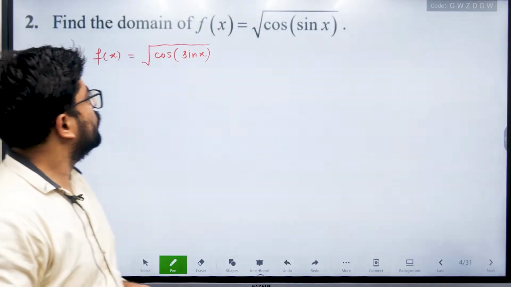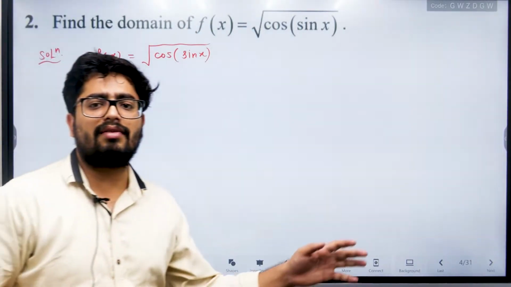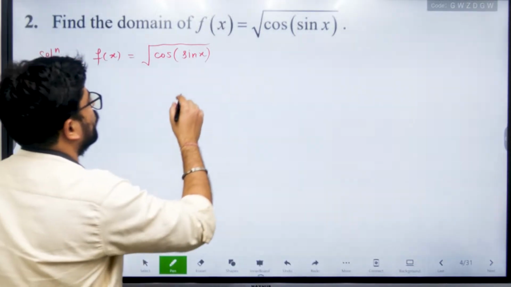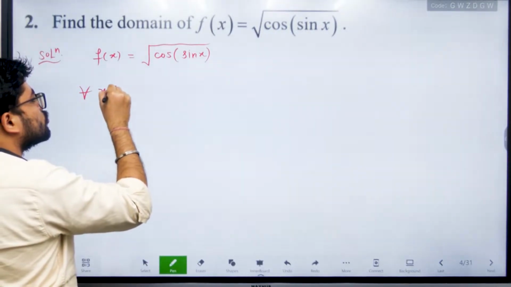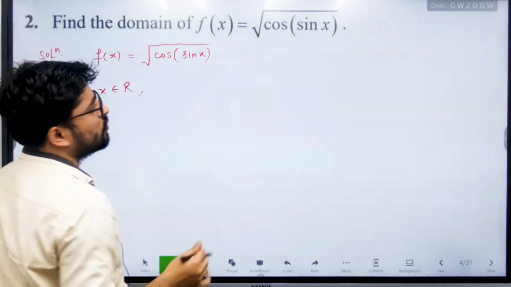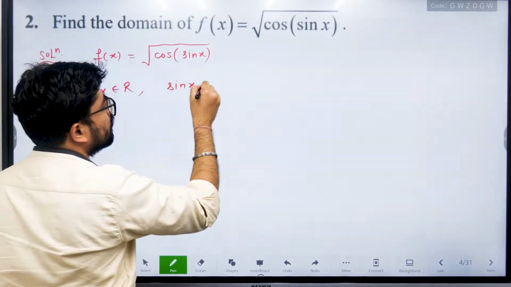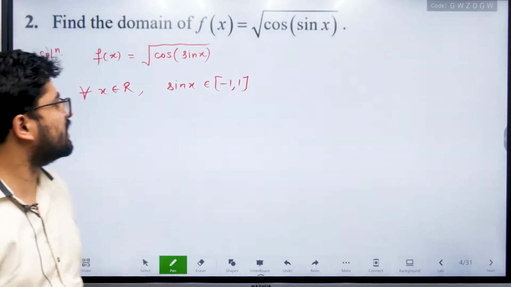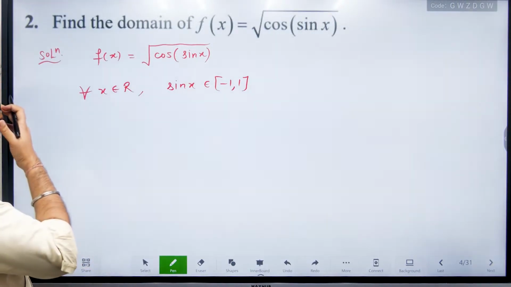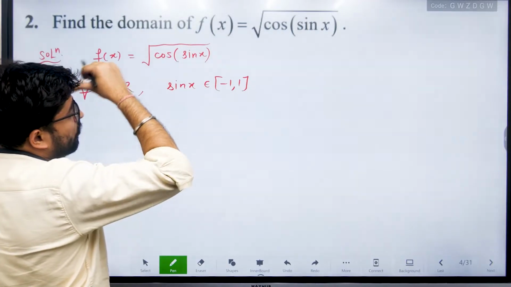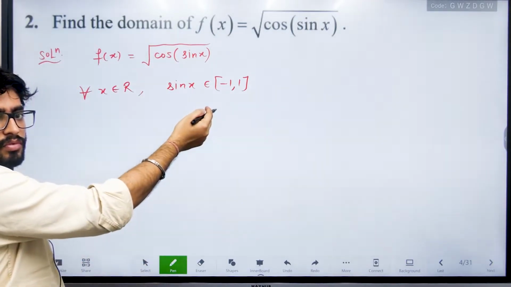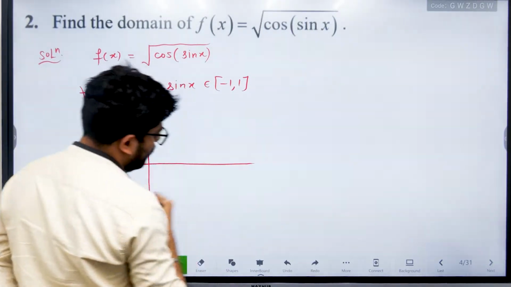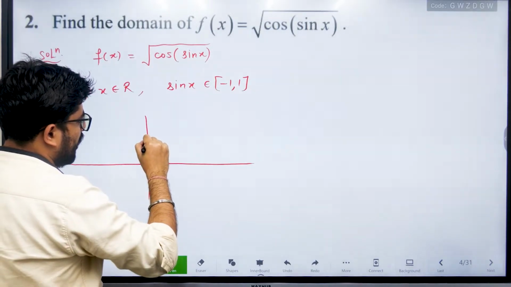Okay, so we know that x can take any real value, then sin x belongs to [-1, 1]. Yes, so you can say for all x belongs to R, sin x is in [-1, 1]. That's the range, because the range of sin x is this one, -1 to 1. Okay, so now draw the cos of sin x. Let's draw the graph of cos. Let's say this is the x-axis and y-axis, and the graph of cos x is this one.